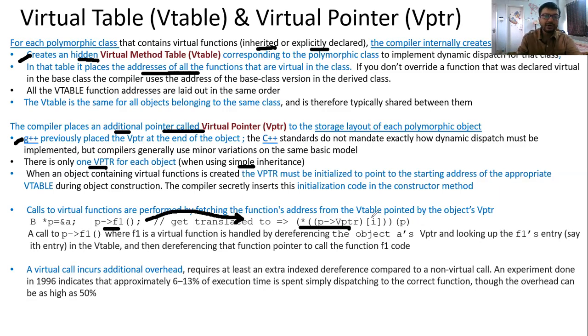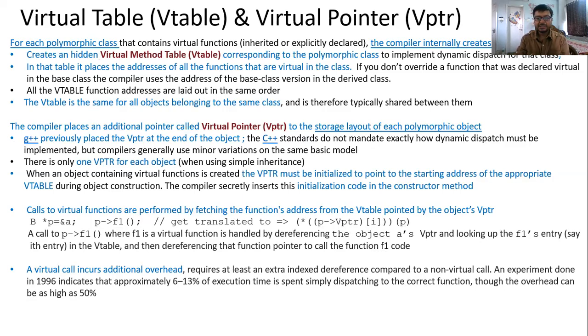At the same time, whenever you make a call to a particular virtual function through the pointer or reference to the object, the code gets translated to this. So these are the three things that internally take place to make this dynamic binding happen. There is one more point that we'll discuss later regarding the overhead of implementing the virtual pointer.